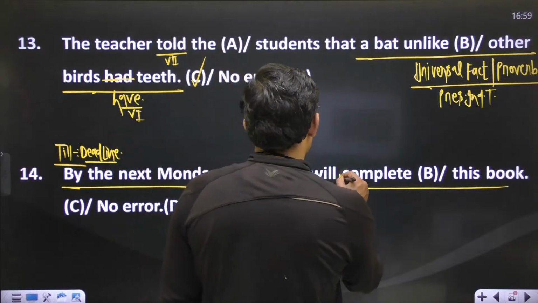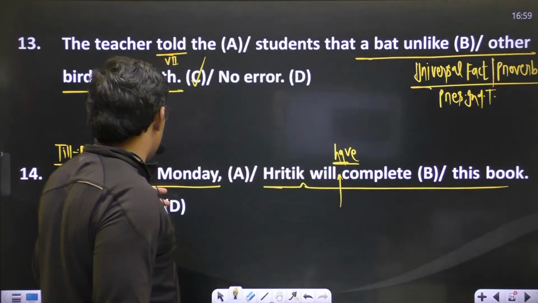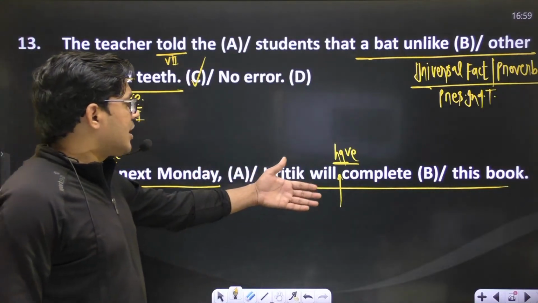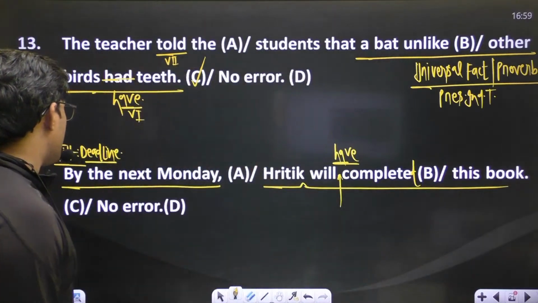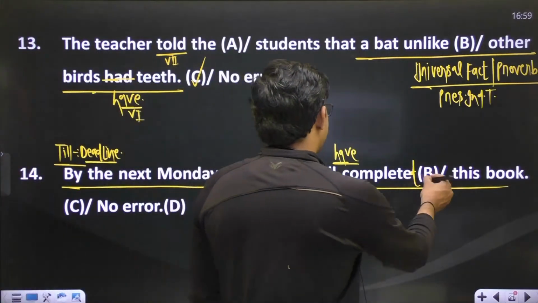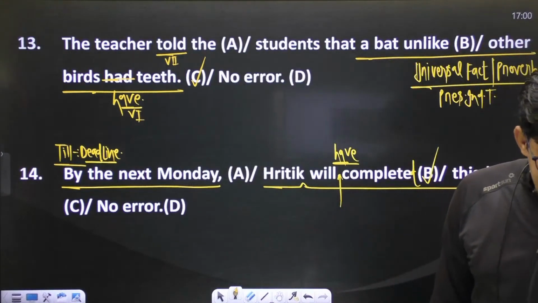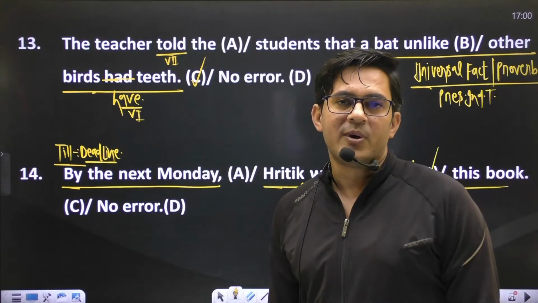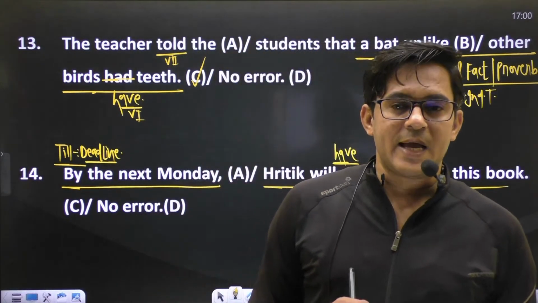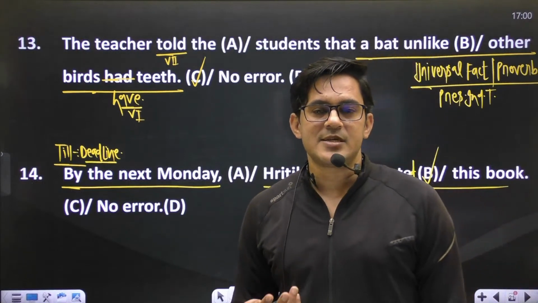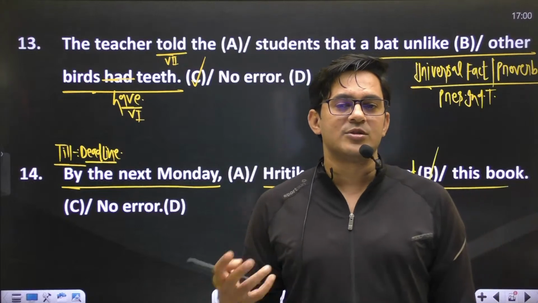To denote completion or perfection, we use future perfect tense in the next clause. So to make it future perfect tense, speak like, by the next Monday, Ritik will have completed this book, no error. So the error is in part B. Are you getting my point? Yes, guys, do comment. Are you getting everything? This is the chapter tense, and as I said, we shall cover some practice questions with their concepts, right?